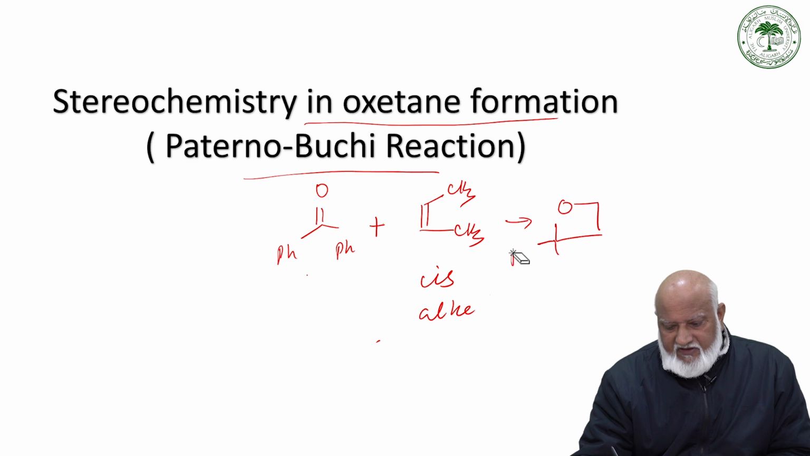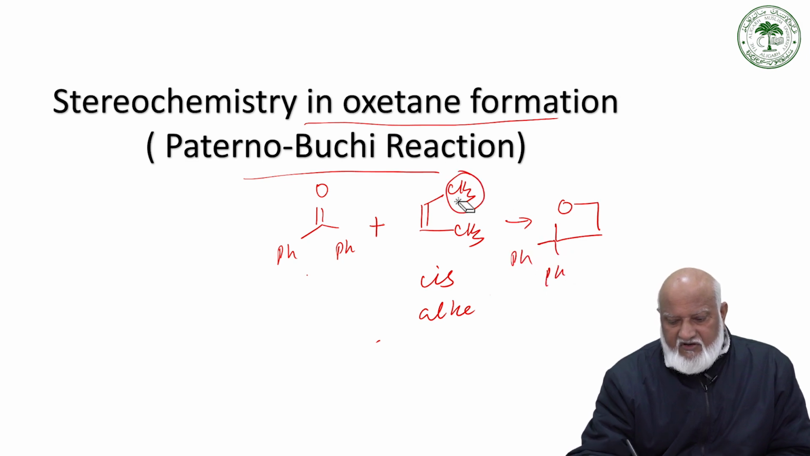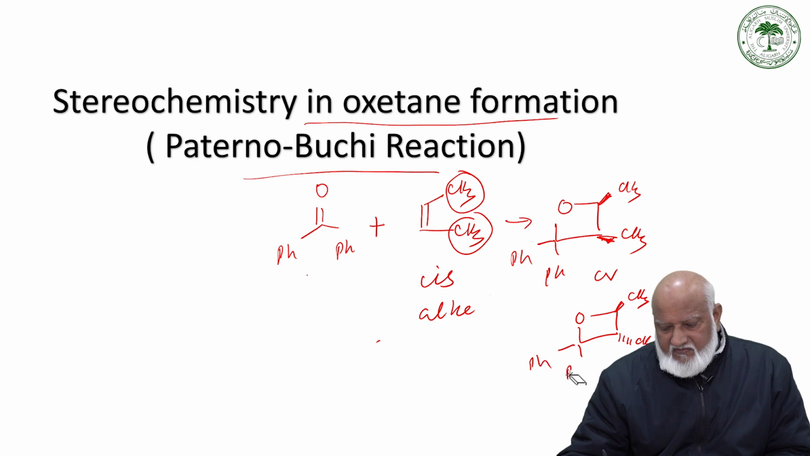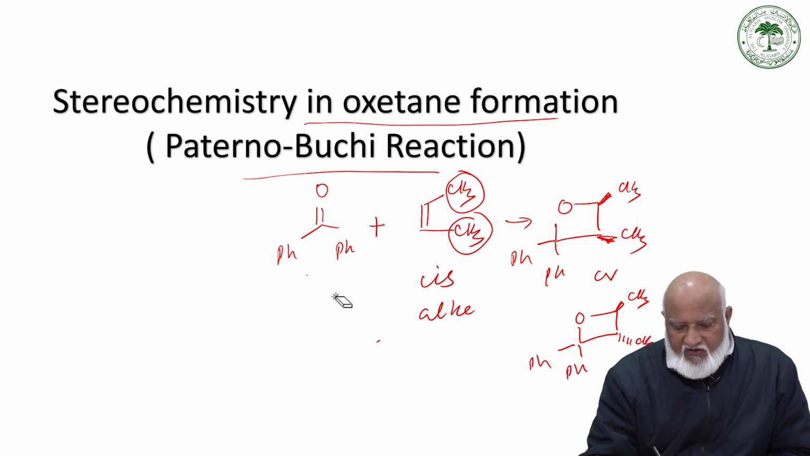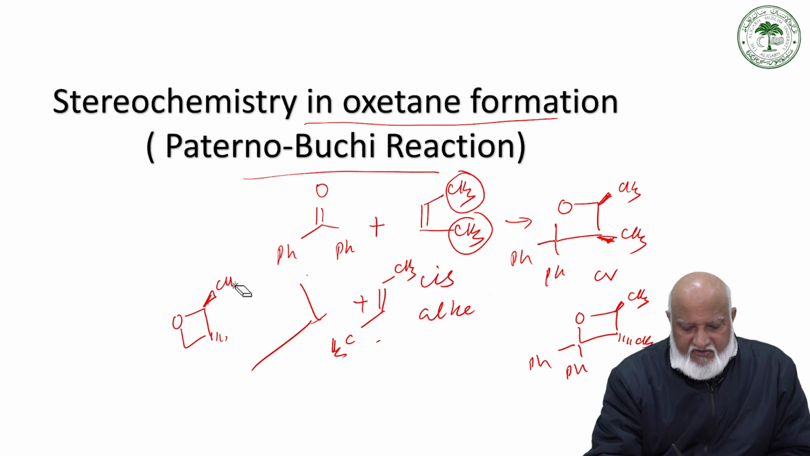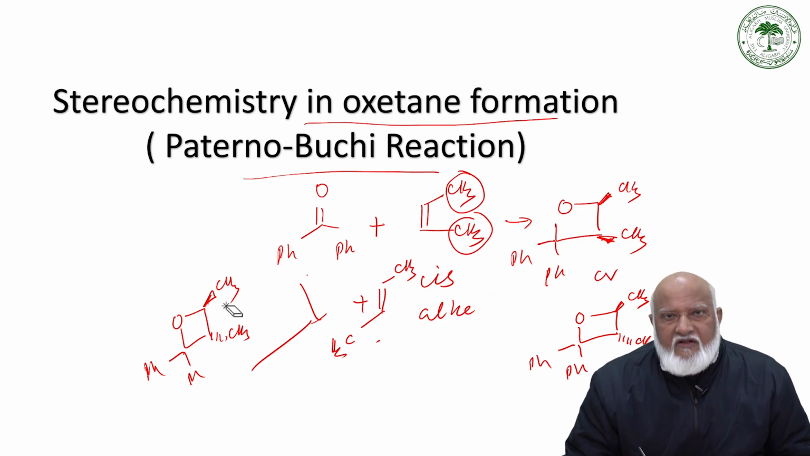We get Ph, and now what is the stereochemistry of this in the product? Is the stereochemistry retained as cis, or is it going to change? That is our interest. In the same way, if we react this with a trans alkene, CH3, whether the stereochemistry of the product is going to be retained, CH3, Ph, or is going to change. That is our topic of interest today.